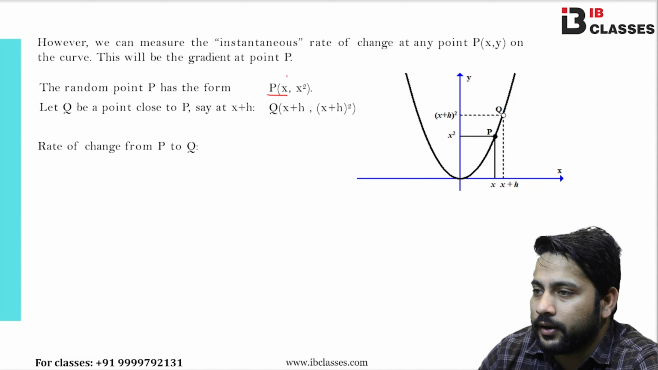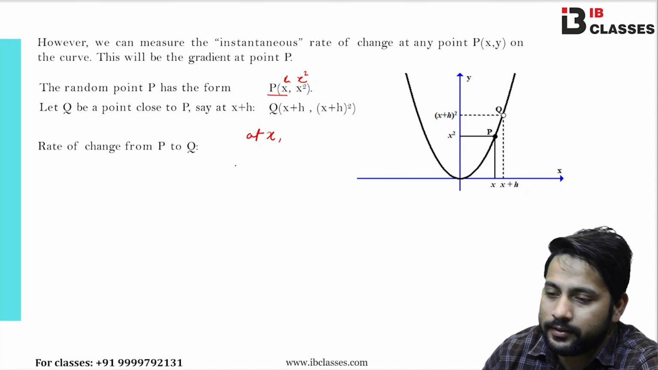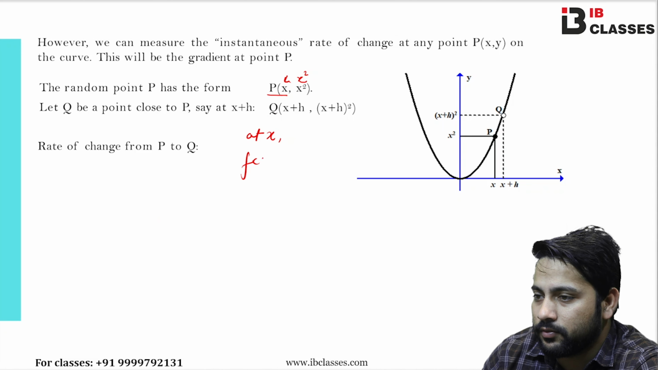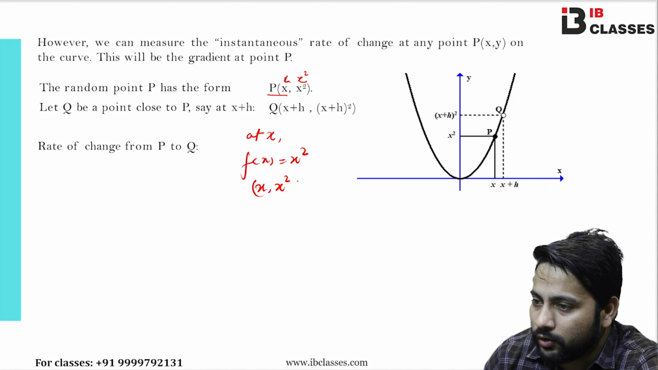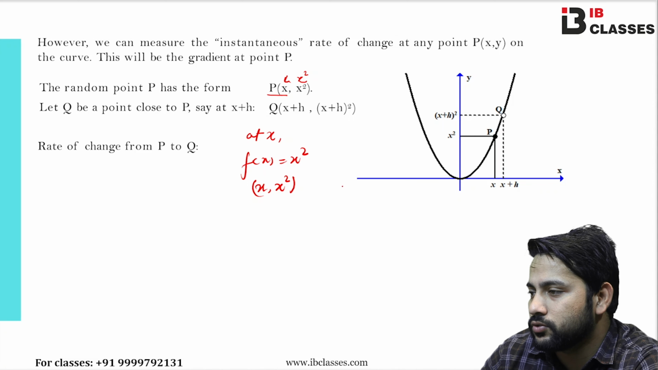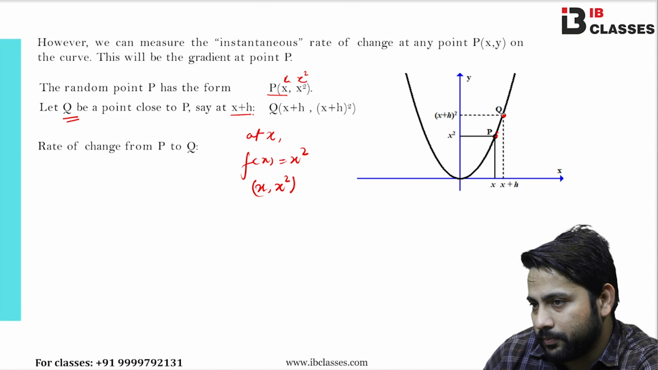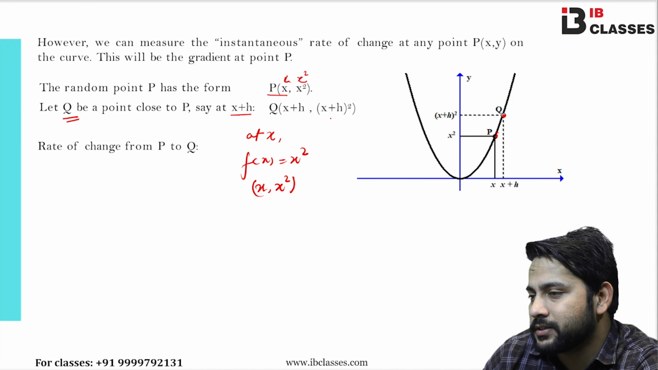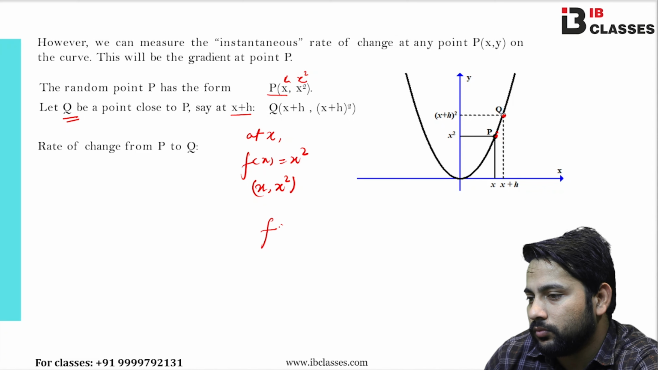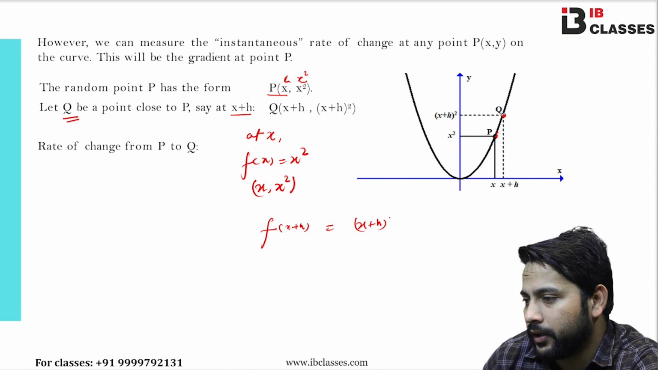The coordinates of P are x and x square. This means at x, we know that this is a quadratic function, f(x) equals x square, so at x it will give you a value of x square. We have to find the instantaneous rate of change. Let's have another point Q that is close to P at x plus h. So at x plus h the function will give you the square of (x plus h).